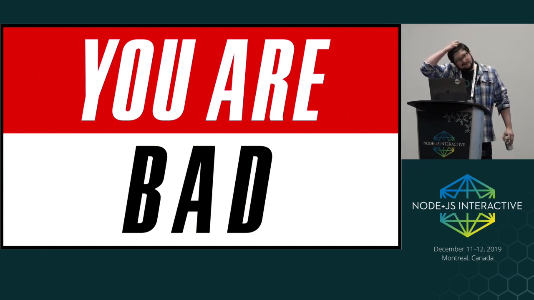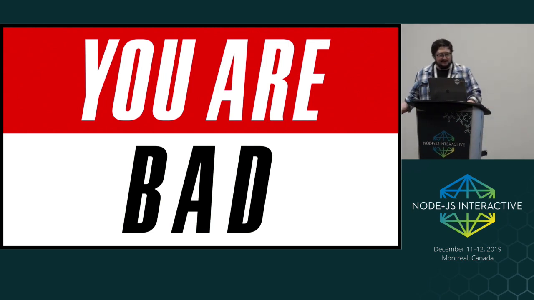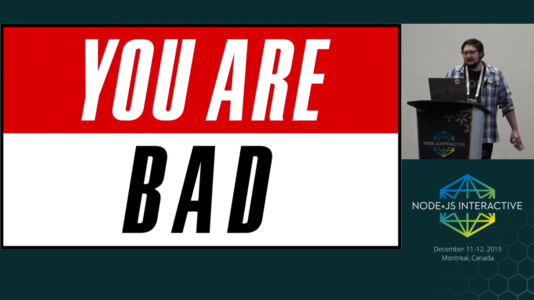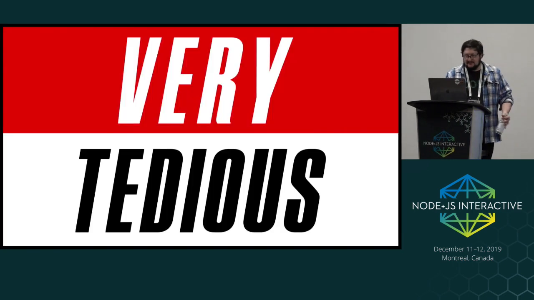So what are we gonna do about this? If you want to send one of these report files around, you need to make sure they're scrubbed of things that shouldn't get out. And so what you do is you go back and you delete your Slack message, and you open the report, and you delete the secrets, and then figure out how to exit Vim. And then, of course, this is all very tedious.